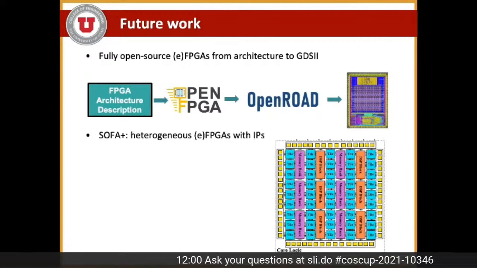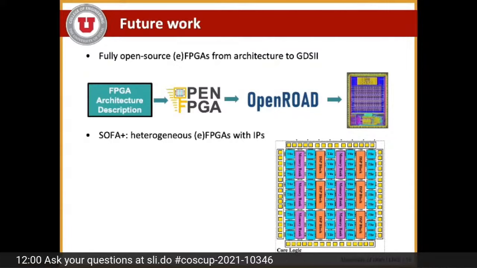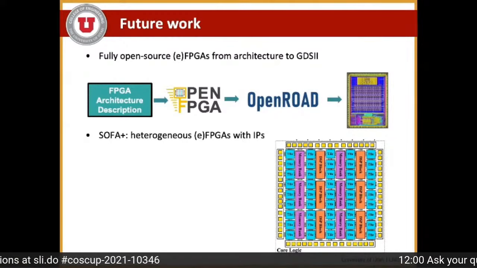Second, we want to upgrade our SOFA FPGA IPs to be more heterogeneous with embedded IPs. As you see in the figure on the right, we want to integrate block RAMs empowered by the open source OpenRAM project, as well as DSP blocks can be developed through the OpenROAD project.